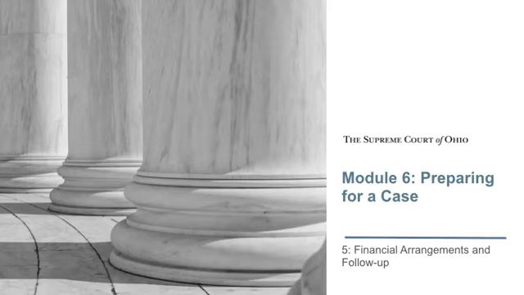The Supreme Court of Ohio, Module 6, Preparing for a Case. Unit 5, Financial Arrangements and Follow-up. By the end of this unit, you will recognize the billing policy and procedures of the Supreme Court of Ohio, prepare an invoice correctly, and know the procedures to follow up after submitting an invoice.